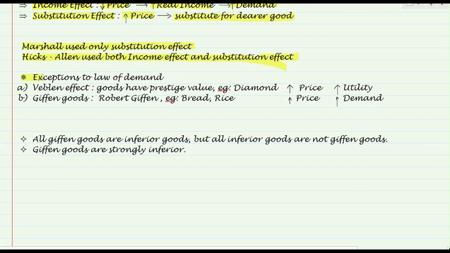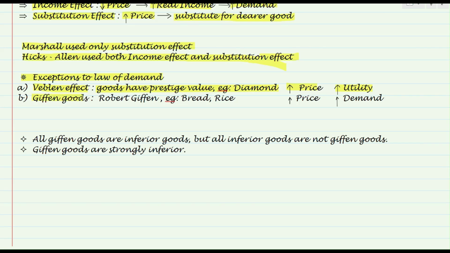Now it can be asked in competitive exams or in UGC NET as well: what are the exceptions to the law of demand? Exceptions to the law of demand mean cases where the law of demand does not apply. We saw that the law of demand means the higher the price, the lesser the quantity demanded. So the number one exception is the Veblen effect. It means goods having prestige value, for example diamonds and jewelry: the higher the price, the more utility and satisfaction we get from it. So if the price of diamonds rises, we will get more utility from diamonds.